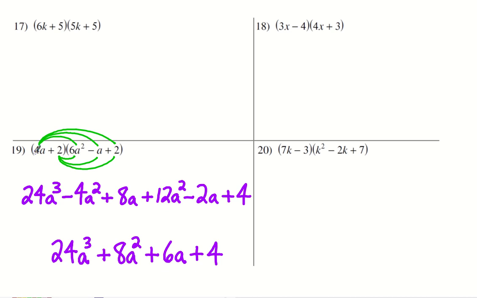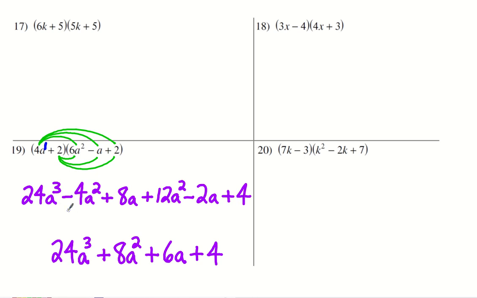You know, 4a times 6a squared, that becomes 24a to the third, because technically you're adding powers when you do a to the first times a to the second. So you get 4 times 6, which is 24, and then a to the first times a to the second, that's the a to the third. And then we keep distributing. 4a times negative a, that's negative 4a to the second. And then 4a times positive 2, 8a. And then distributing the positive 2, we get all 3 of these answers.